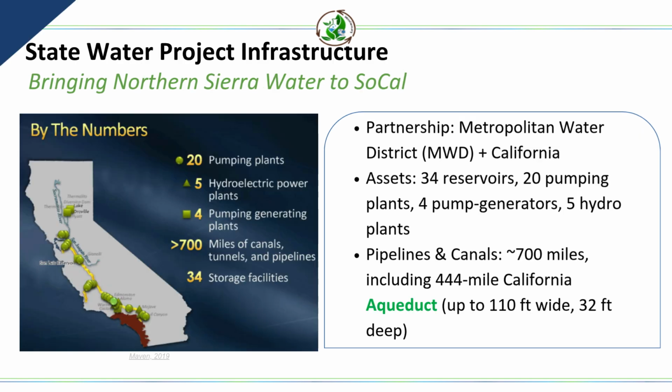Now let's explore the infrastructure behind the State Water Project that brings water from the Northern Sierra to Southern California. This is a partnership between the Metropolitan Water District, or MWD, and the state of California. Together, they manage a huge system of assets, including 34 reservoirs, 20 pumping plants, 4 pump generators, and 5 hydroelectric plants. The pipelines and canals stretch about 700 miles, with the California Aqueduct itself covering 444 miles. The aqueduct is massive, up to 110 feet wide and 32 feet deep in some sections.